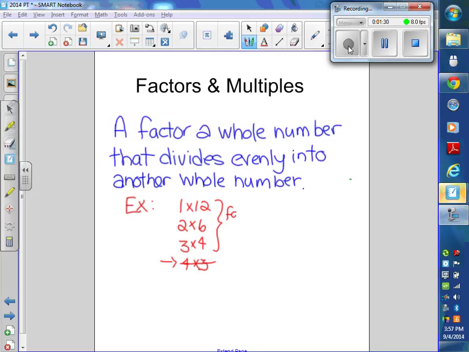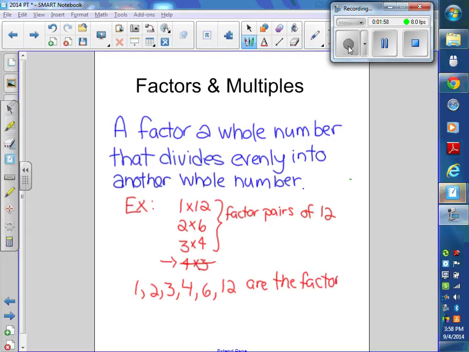These are the factor pairs of the number 12. And 1, 2, 3, 4, 6, and 12 are the factors of 12.